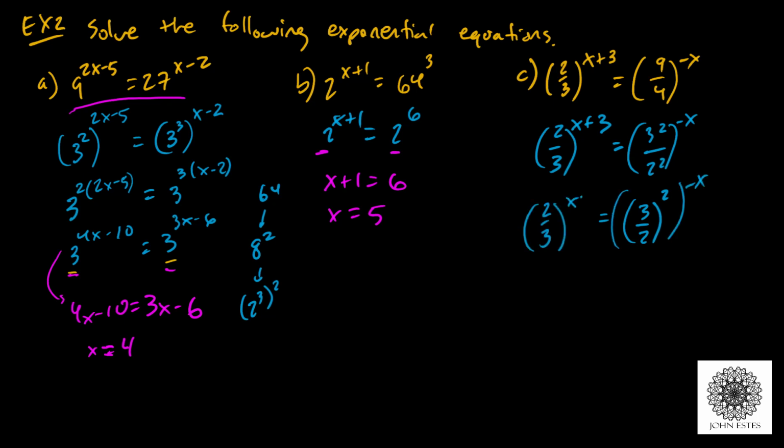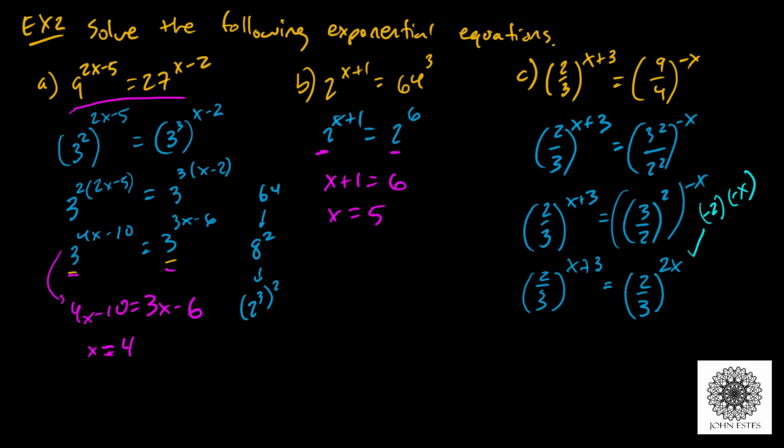And I almost have a common base, right? I have 2/3 on the left, I have 3 halves on the right. They're reciprocals. But remember, I can make that a reciprocal by making it negative. So I have 2/3 to the x plus 3 equals 2/3 to the negative 2 times negative x, which gives me a positive 2x. Okay, so remember, I'll make a note of that. I said negative 2 because of the reciprocal times the negative x, and that's how I got positive 2x.